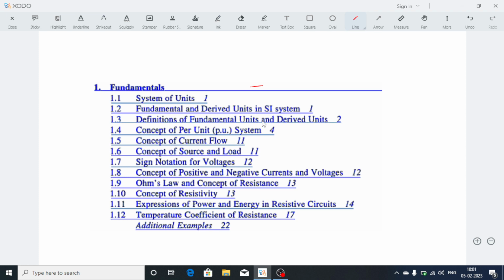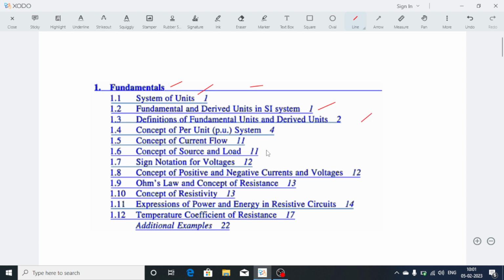Today I am going to discuss fundamentals, which is the first chapter of basic electrical engineering. In fundamentals, I will discuss the system of units, then what are fundamental and derived units. Next I will move on to the definition of fundamental units and derived units.